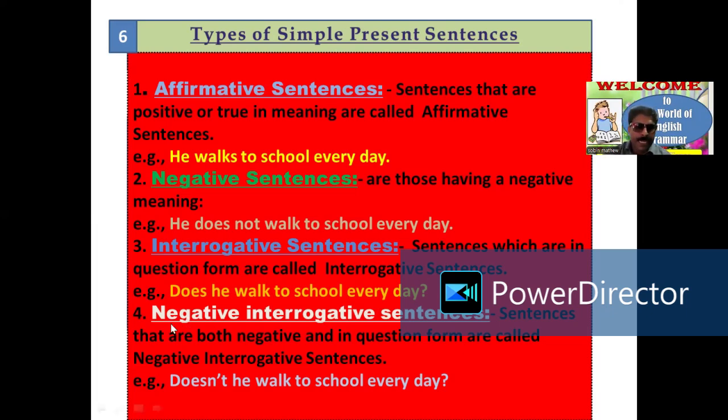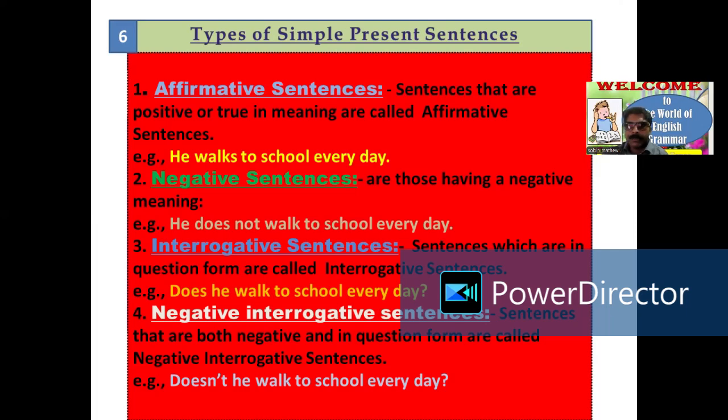We are moving to the last type of sentences, that is negative interrogative sentences. Negative interrogative or negative questions. They are negative and questions in form, like, don't you walk to school every day? Here you can see, doesn't he walk to school every day? The sentence is both negative and interrogative, negative and in the form of a question.